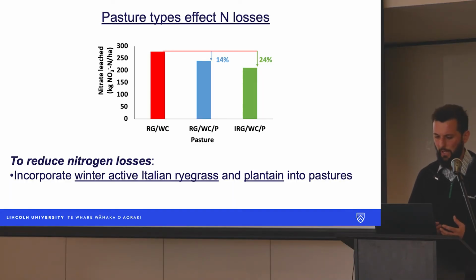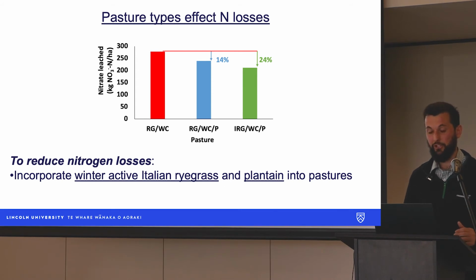We also saw that incorporating the winter active Italian ryegrass and plantain reduced nitrogen losses by 24%, and adding plantain into the mix reduced nitrogen losses by 14%. So having that winter active Italian ryegrass and plantain added into pastures can reduce nitrogen leaching losses.